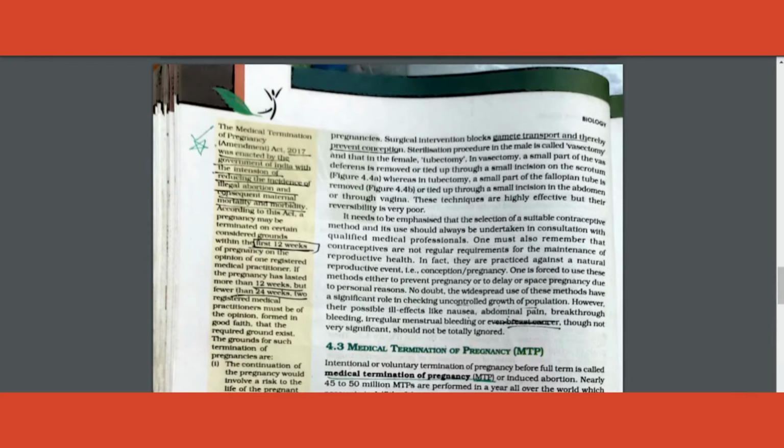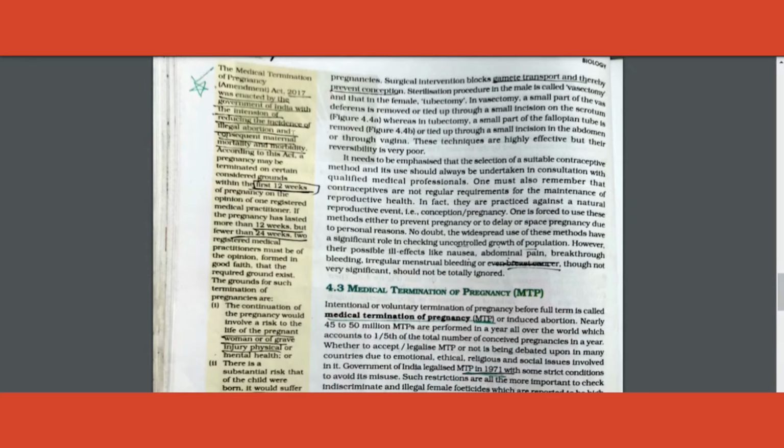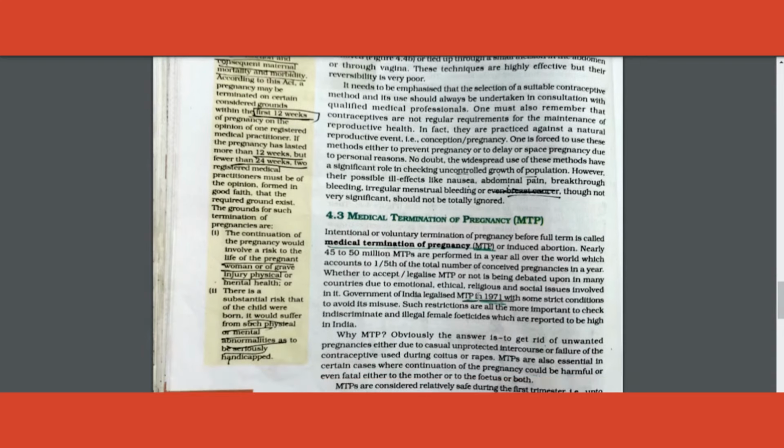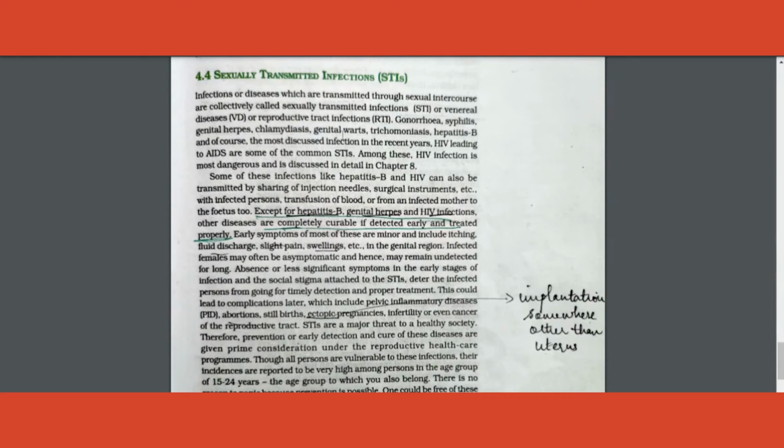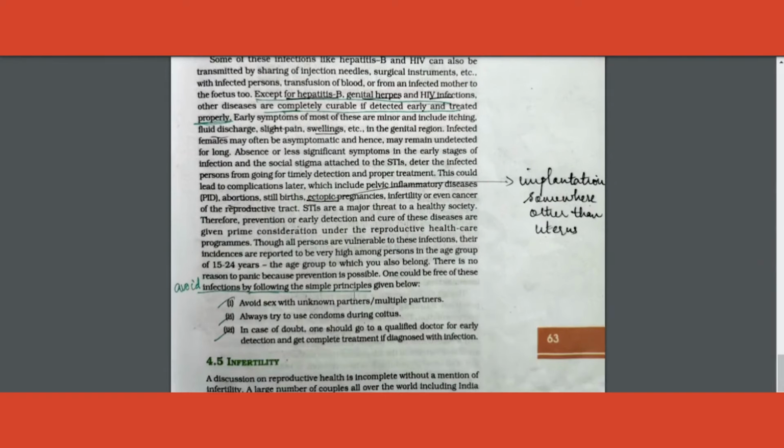Please learn up this box, the amendment of the act. According to this, what is it? Legal abortion is done. When can it be done? First 12 weeks. What is the condition? All those should be learned, because that is an important 2 mark question. Not going into the detail because it's self-explanatory. From here, names of the STDs, which are curable, which are not curable, how to prevent STDs. That's it from the chapter.